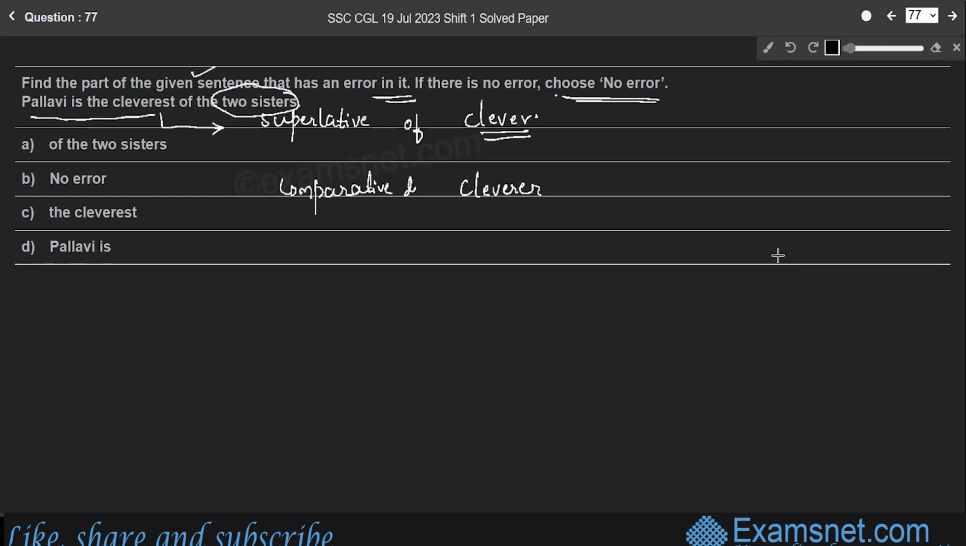Comparative degree of the adjective, right? For comparing two things or two people, we use the comparative degree of the adjective. So instead of cleverest, it should be cleverer. Therefore, the proper sentence is "Pallavi is cleverer of the two sisters." Since there are two sisters, we are comparing one with the other. Therefore, cleverer is the right word. So cleverest has an error in it. Option C is the right answer.